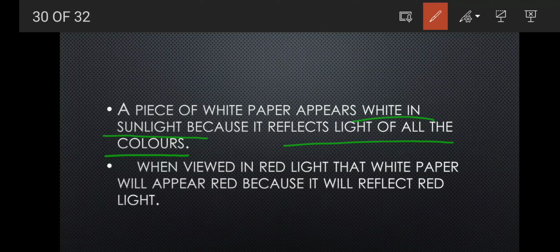And this is the second subpart. When viewed in red light, that white paper will appear what? Red, because it will reflect which light? Red light.